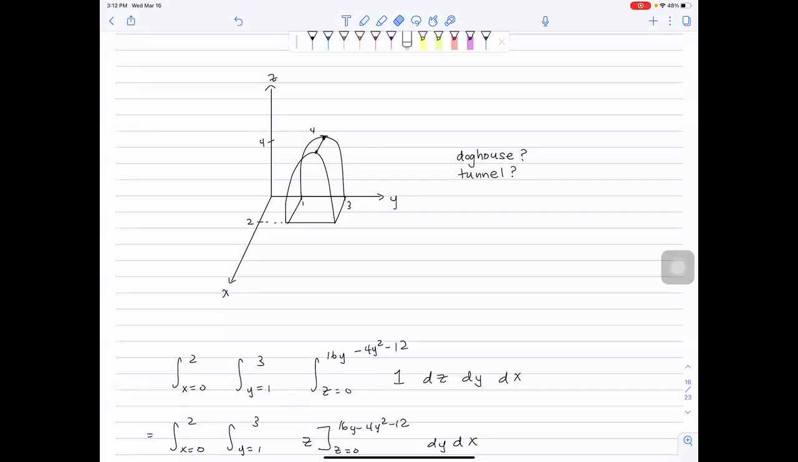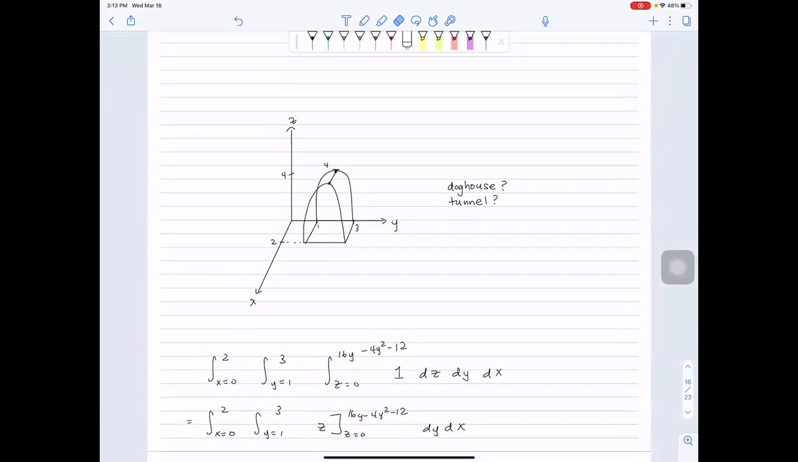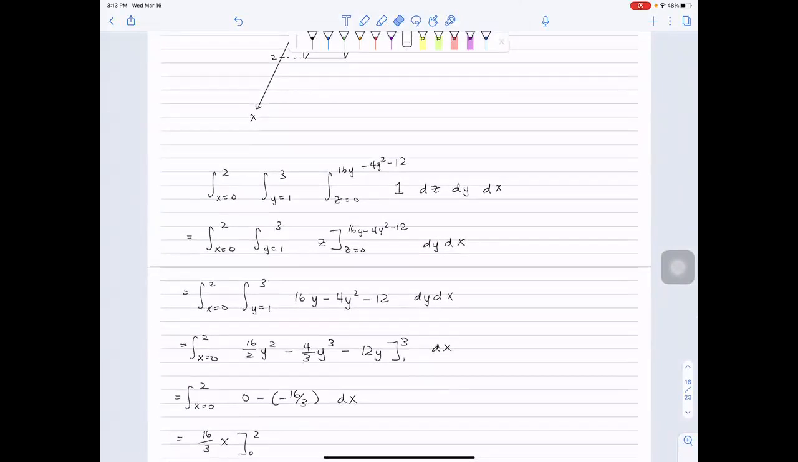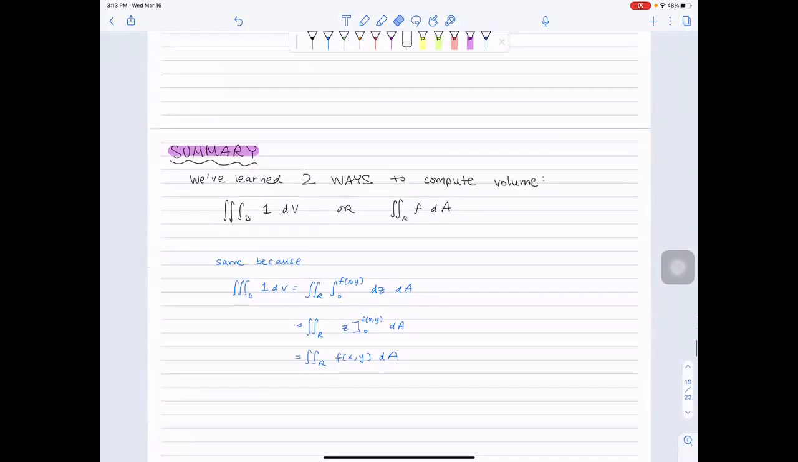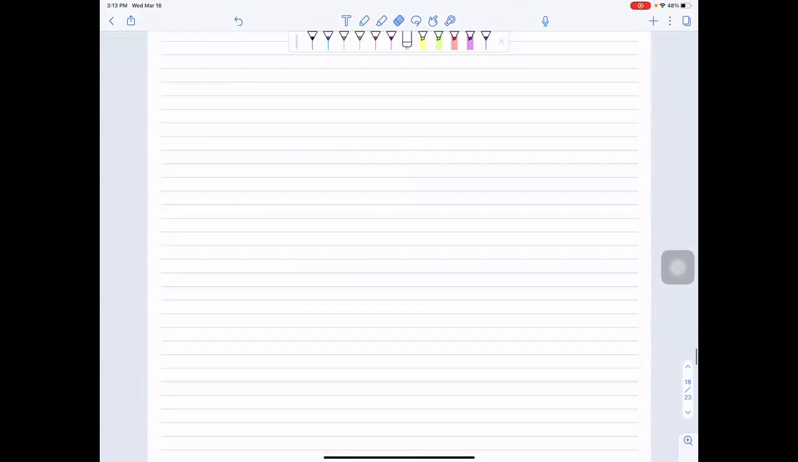Yes. Thank you. Any questions on that? We could do dy first as long as we change the equation of 16y minus 4y squared in terms of z first. So either z or y can be first. And so we've learned, yes, that's the little chart there.